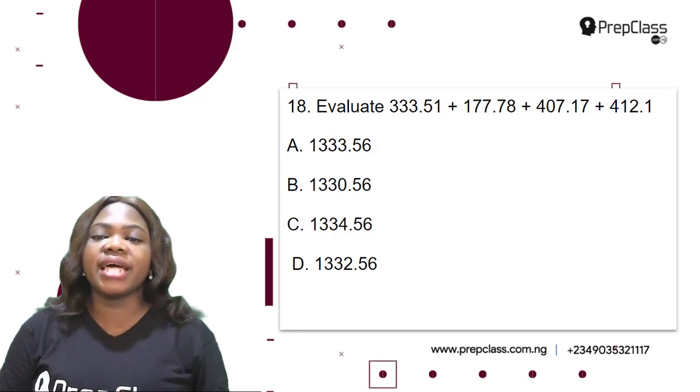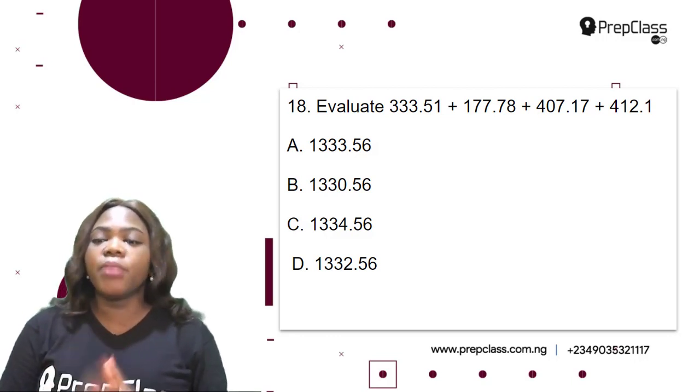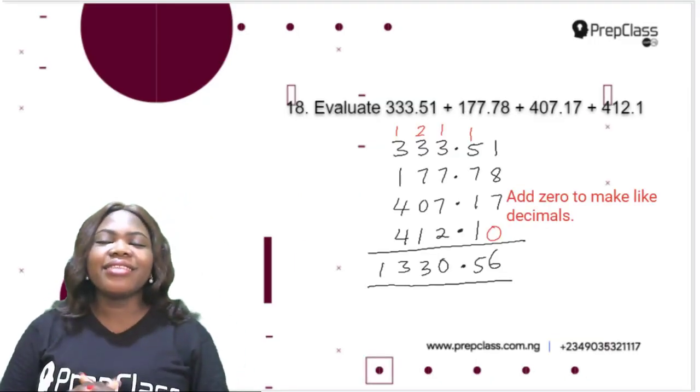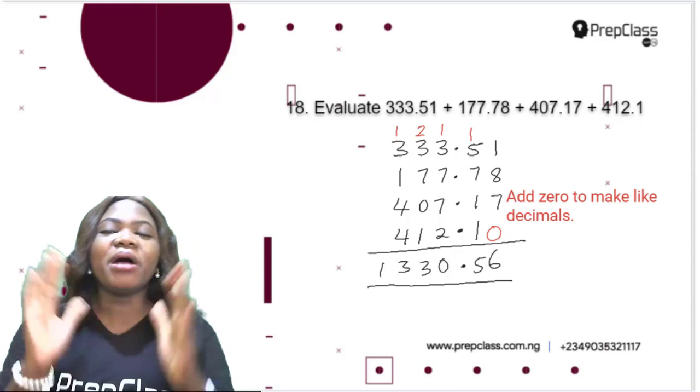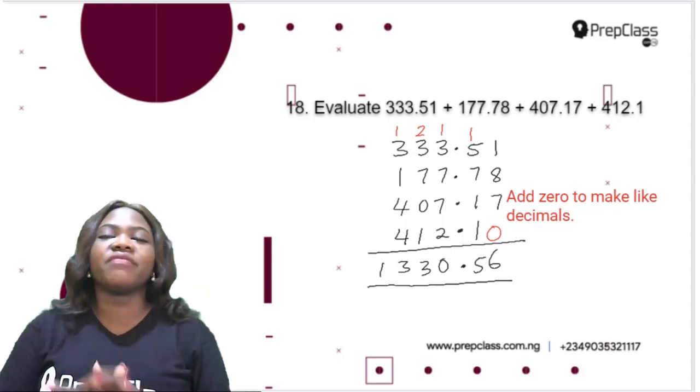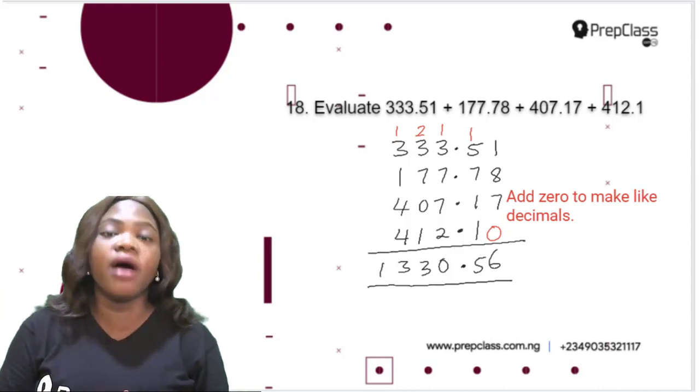333.51 plus 177.78 plus 407.17 plus 412.1. So what kind of numbers are these? They are decimal numbers. Decimal numbers are numbers that have decimal points. All of these numbers have decimal points. That's why they are decimal numbers.